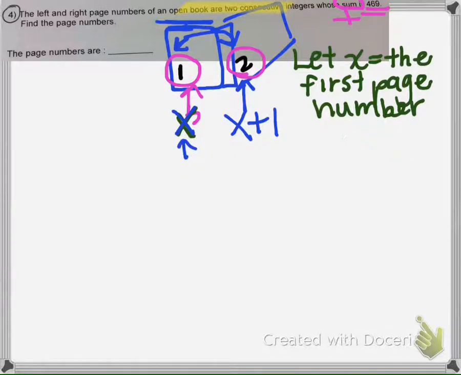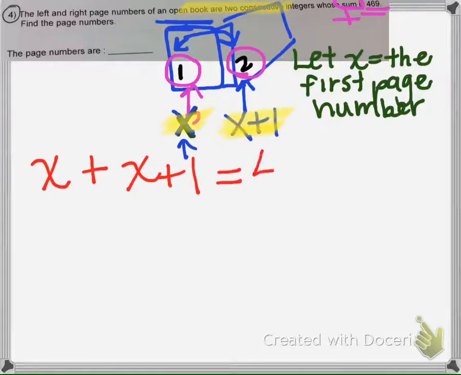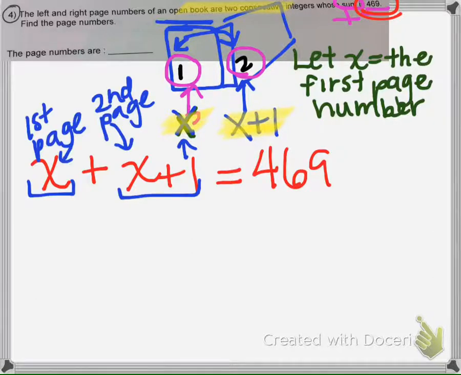And it says that together, when you add the first page plus the second page, it should equal 469 altogether. So now we have set up an equation that we can solve to find out what x needs to be.